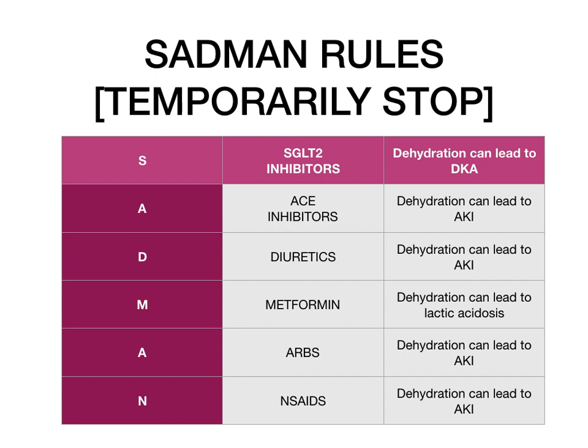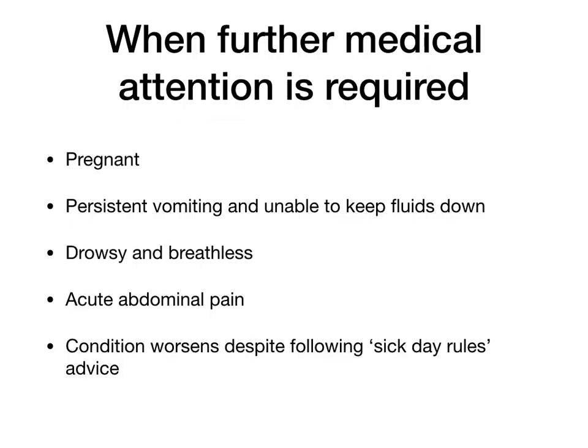So it's also important that you know or be able to advise patients when to seek further help or when to get further medical attention. So for example, pregnant women, persistent vomiting and unable to keep fluids down. So persistent vomiting, you definitely need to refer those patients. Any sort of drowsiness, breathlessness, acute abdominal pain. If the condition worsens despite following the sick day rules, then they need to be referred for further medical attention.